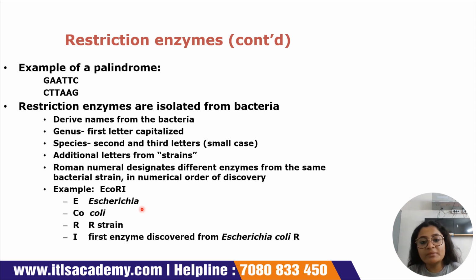EcoRI stands for: E, the first letter of the scientific name, the genus name, and co, the first two letters of the species name. So that's how it's made, Eco. And RI: R stands for the strain, not restriction enzyme. Which type of strain is it isolated from? It is isolated from the R strain. Okay, and then we have I, the Roman numeral 1, meaning it's the first enzyme to be discovered from the R strain of Escherichia coli. Thereafter, EcoRII, EcoRIII, and many other significant enzymes have been discovered from the same R strain of E. coli.